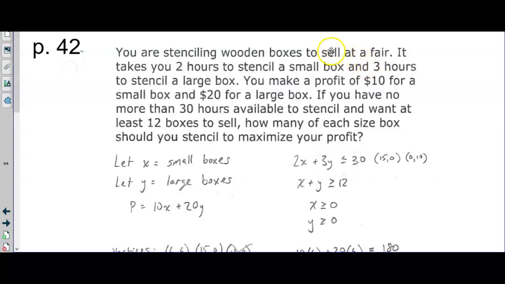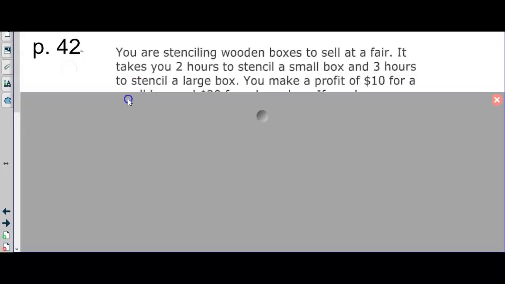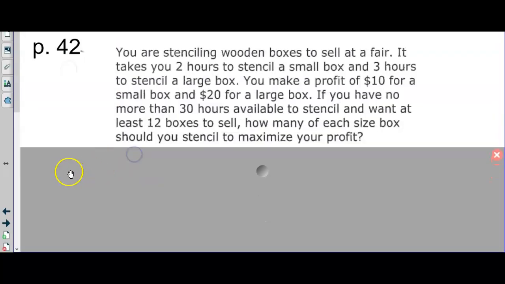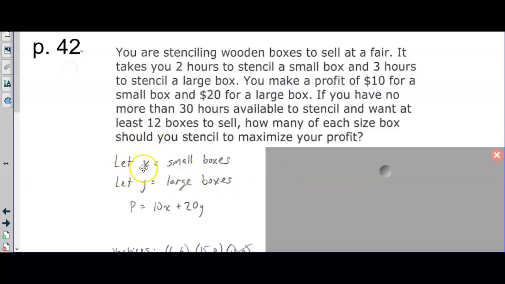So there's a lot going on here. Let's look at the end of the problem first so we can see how to set this up. The last sentence says, how many of each size box should we stencil? So immediately that tells me I don't know how many small boxes to make and how many large boxes to make. So that should be my variables. X is small boxes, Y is large boxes.